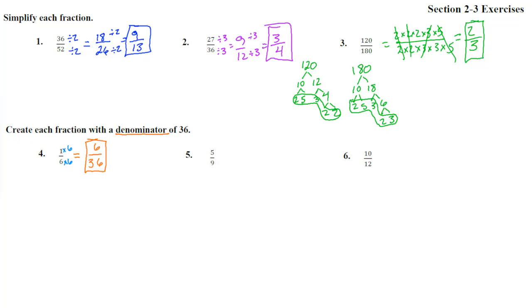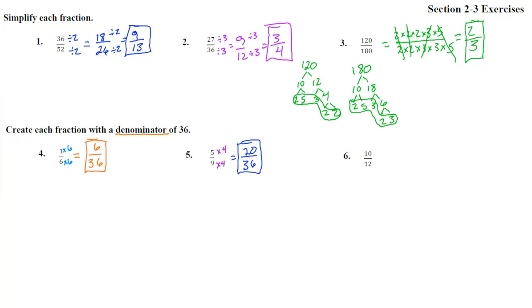Good. Number 5. We're going to equal something over 36. So what do we have to times by? That's the question. 9 times what equals 36? 9 times 4 is 36. So that means we'll have to times by 4 on top and bottom, and we get 5 times 4 is 20. That's 20 over 36, which would simplify down to 5/9.